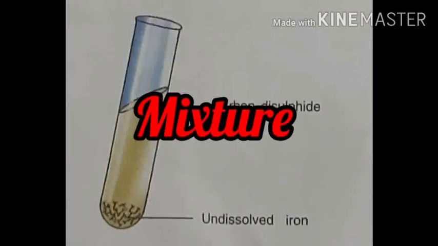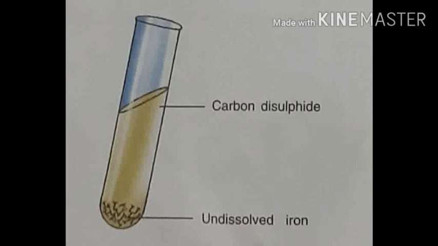Now children, after using an inorganic acid, hydrochloric acid, for differentiating compounds and mixtures, let us use an organic solvent, carbon disulfide, for differentiating mixture and compound. When carbon disulfide is added to the mixture, what will happen? Sulfur will dissolve in carbon disulfide, leaving behind iron. You can see the picture, the undissolved iron has been shown.